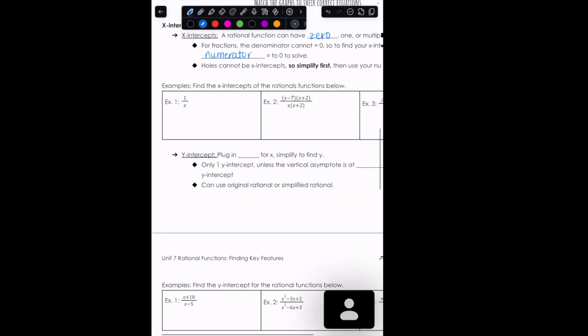All right, so for this first example, if I set the numerator equal to 0, 1 does not ever equal 0, so there are no x-intercepts.